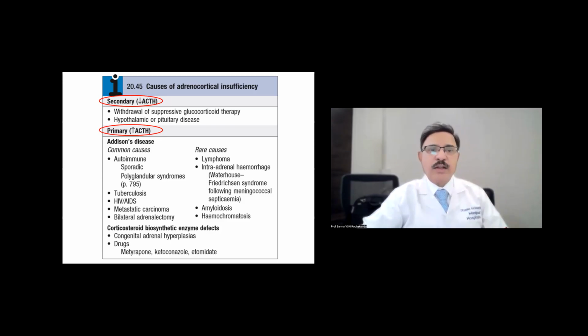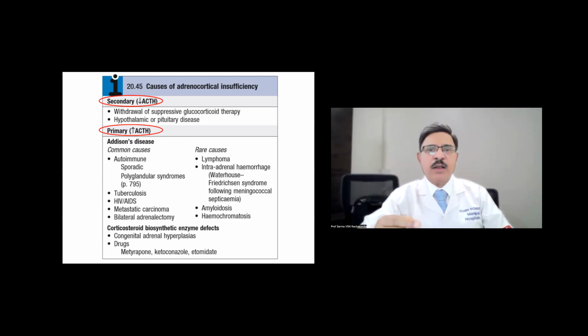HIV and AIDS, metastatic carcinoma. Somebody underwent bilateral adrenalectomy as a treatment for Cushing's or for adrenal hyperplasia; he underwent bilateral adrenalectomy, so he will have hypofunction. Okay? Autoimmune, sporadic, or PGS, polyglandular syndromes. Tuberculosis, HIV, AIDS, metastatic carcinoma, bilateral adrenalectomy.